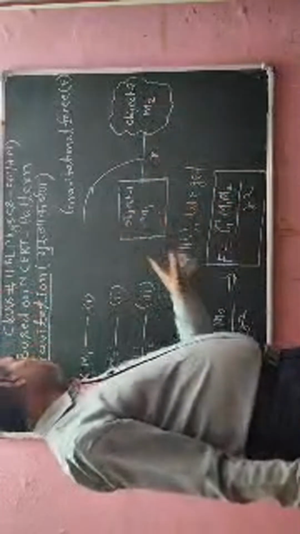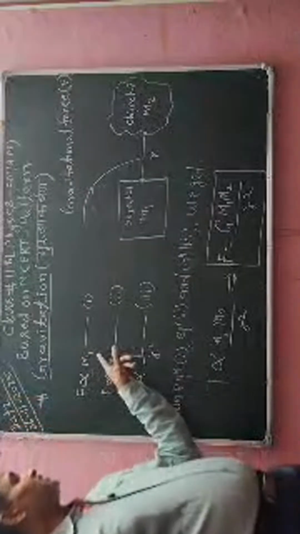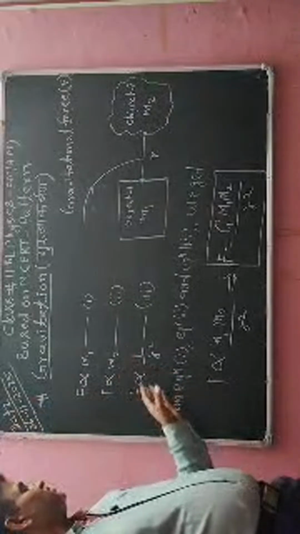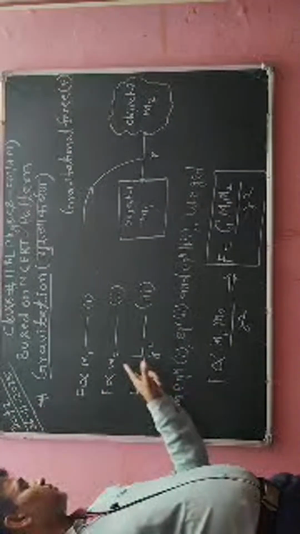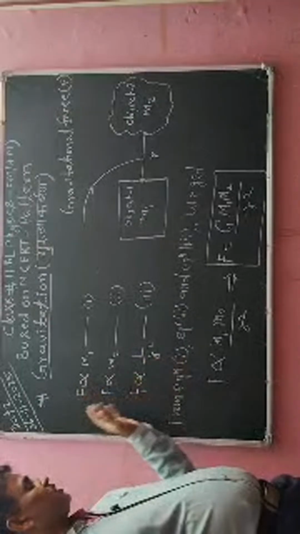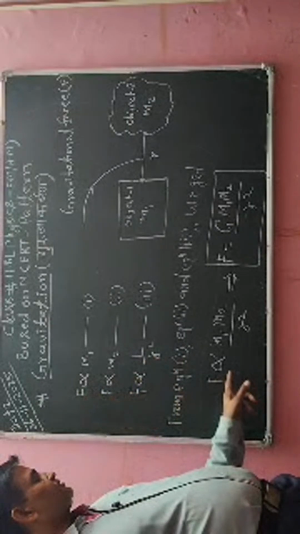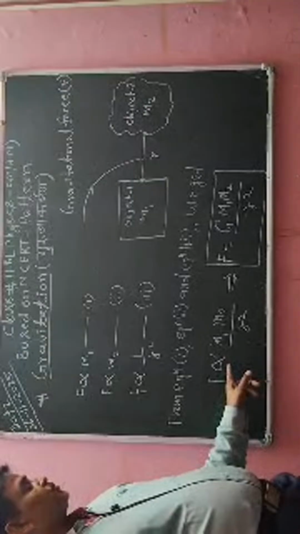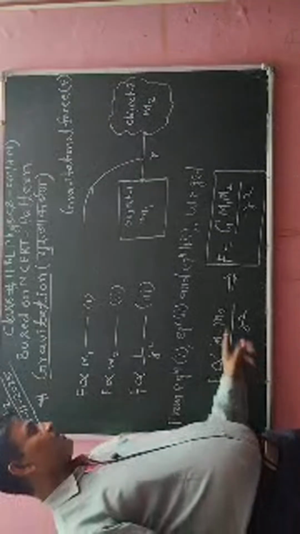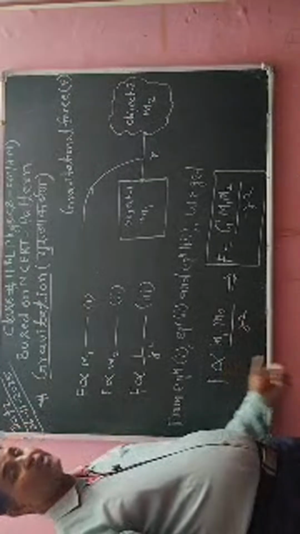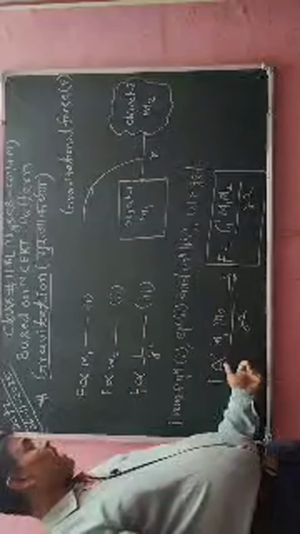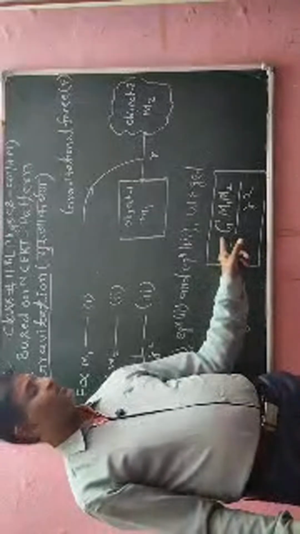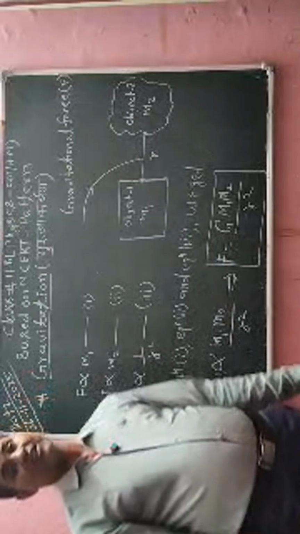According to the information I have written here, F is directly proportional to M1, F is also directly proportional to M2, and F is also directly proportional to 1 by R square. When I combine all these three equations, I can write F is directly proportional to M1 M2 divided by R square. So this directly proportional sign I will remove and use a constant term, which I have written here as capital G, and G is also known as the gravitational constant.